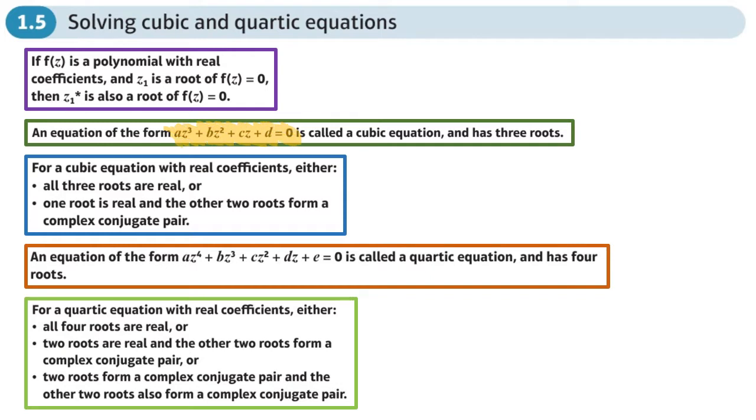So we start with z cubed. These things are going to have maybe complex roots, and a quartic goes to z to the power 4. So there's an example there of what it looks like. So this is a cubic, this is a quartic, and what we want to be able to do is to find all of the roots of these.